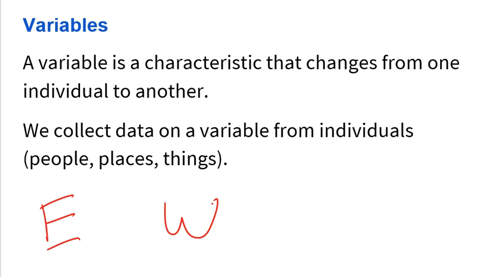not necessarily a number. Could be a number, but really it's more about a characteristic that changes from one individual to another. And we collect data on a variable from individuals. We could collect data from people, places, things, animals, whatever. We could collect data from anywhere.